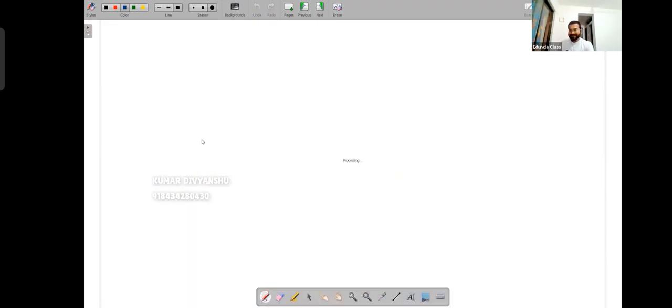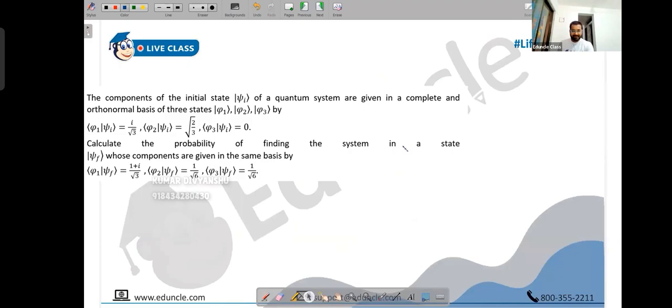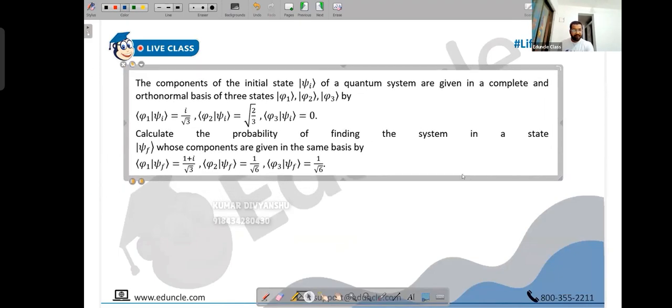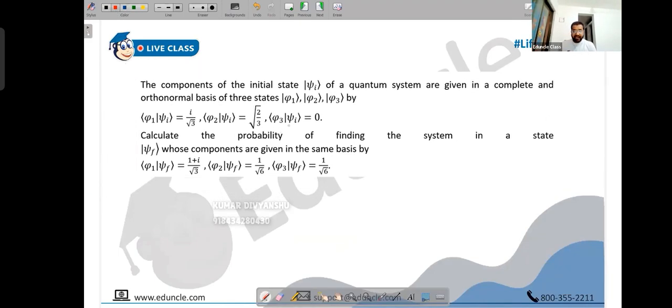Let's take another problem. We have been given that the components of the initial state psi I of a quantum state are given in a complete orthonormal basis of three sets. Phi 1 psi I is i upon root 3, phi 2 psi I is root 2 by 3, phi 3 psi I is 0. Calculate the probability of finding the system in a state psi f whose components are given in the same basis by this.